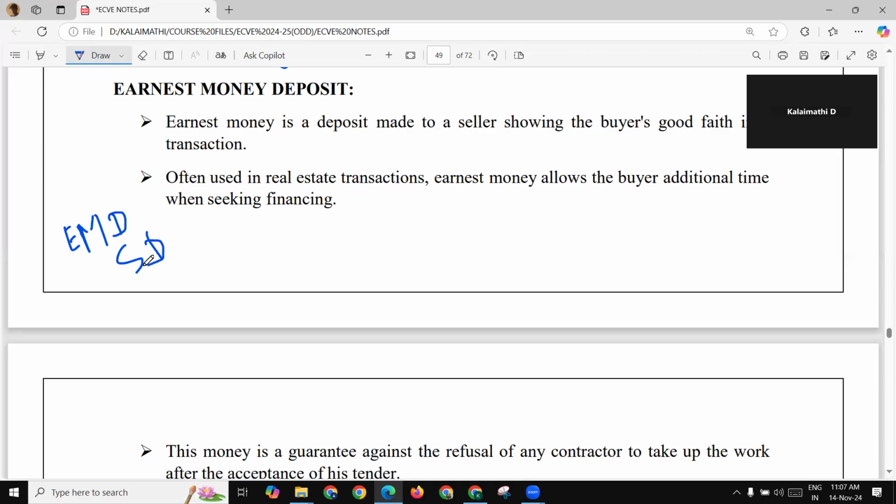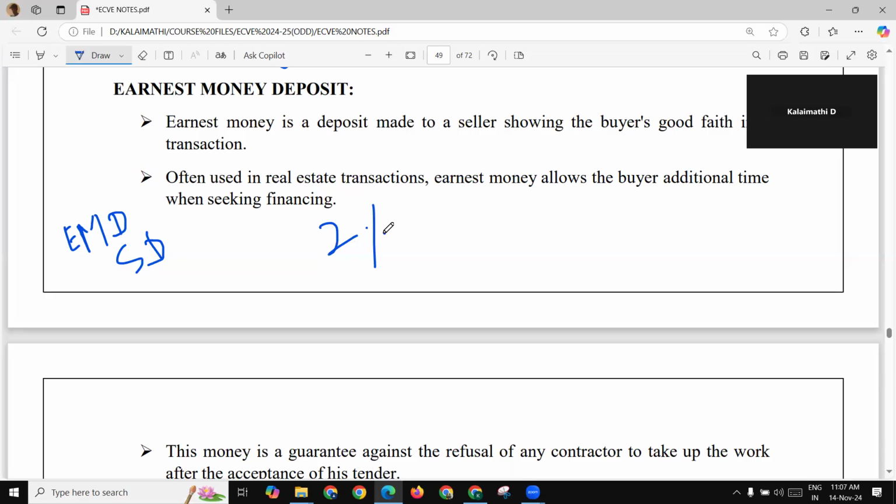First, EMD. While submitting the tender, the contractor will have to deposit an amount which is about 2% of the estimated contract value of the project. This amount is called EMD, that is earnest money deposit. It's very, very important. If the value is 100, we have to pay about 2.